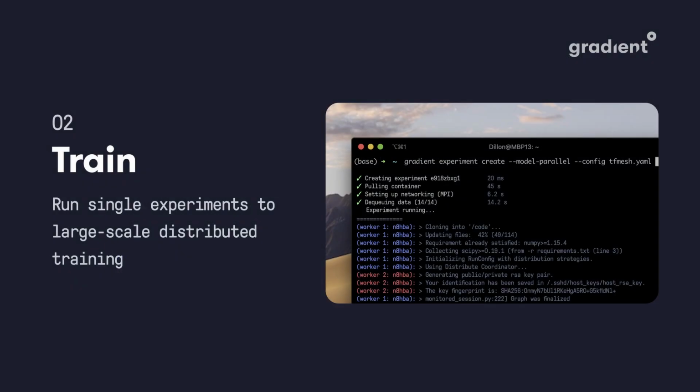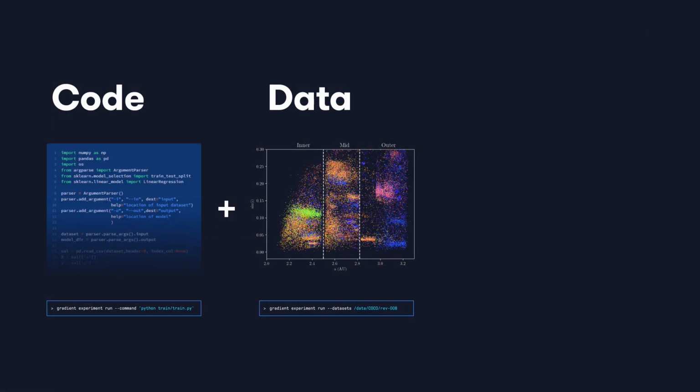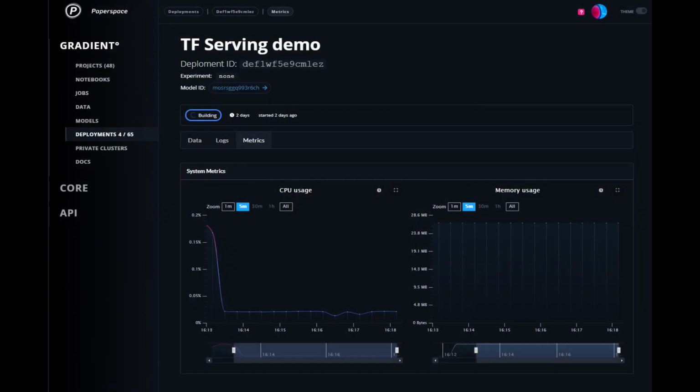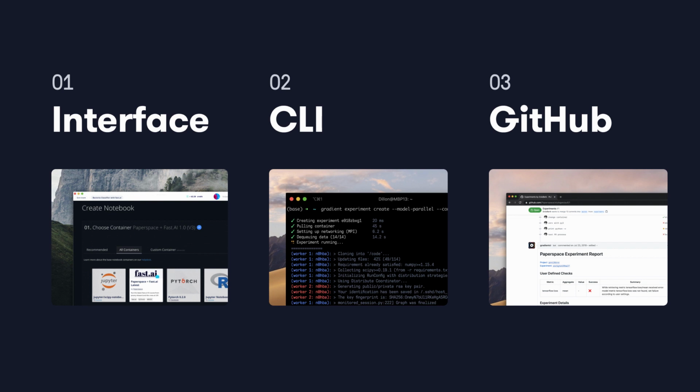Experiments are where your work is tracked, organized, and visualized. Experiments package your code and data with a Docker container and execute your model training on powerful remote servers. You can launch experiments from the web console, CLI, and even GitHub.